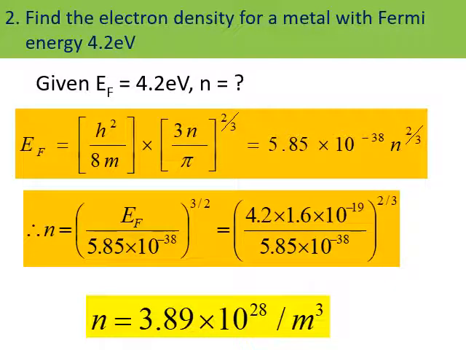Now if you rewrite the above equation for n, it is equal to EF divided by 5.85 × 10^-38, whole to the power reciprocal of 2 by 3, that is 3 by 2. By substituting EF as 4.2 electron volt, where 1 electron volt is 1.6 × 10^-19, divided by the constant value 5.85 × 10^-38, whole to the power 3 by 2, it will give you 3.89 × 10^28 per meter cube. This is the total number of electrons present per unit volume of a conductor having the Fermi energy 4.2 electron volt.